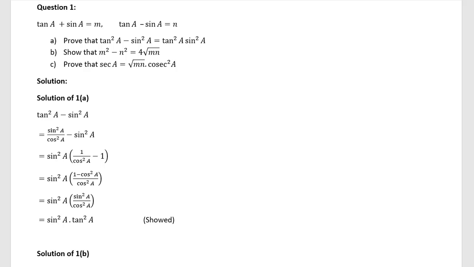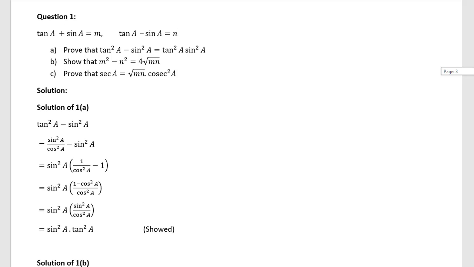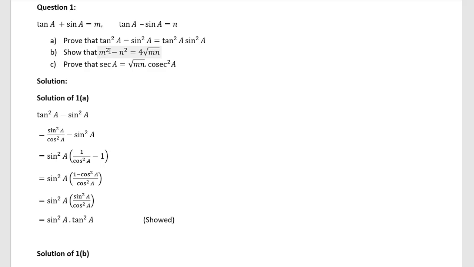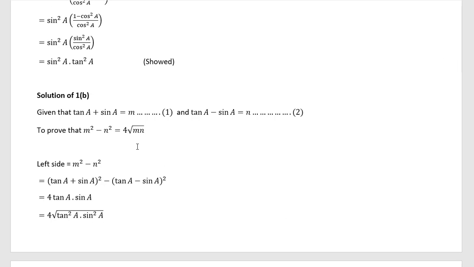Now we want to solve the second question. Show that m square minus n square equals 4 root over mn. So here we have m and n as given in the stem. At the left side we have m square minus n square, so we have nothing to do but put the value of m square minus n square here. You will get tan A plus sin A whole square minus tan A minus sin A whole square.